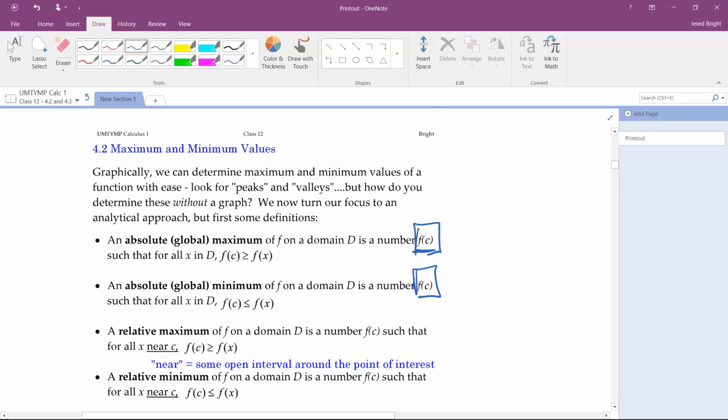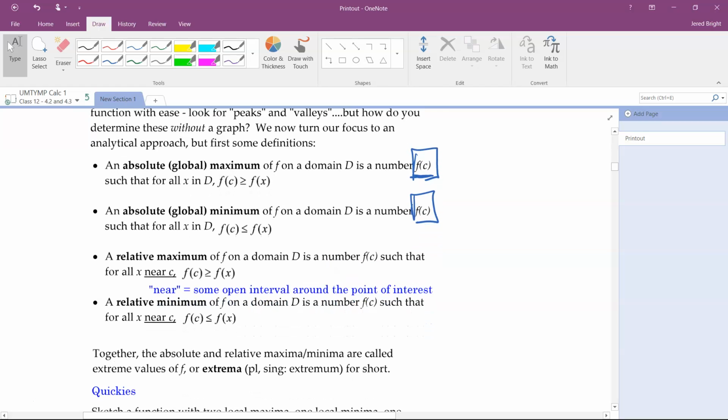Now all graphs, if we're on a closed interval, are going to have an absolute extreme value, but we can also have relative or local maxima and minima too. You might hear me switch between the language of relative maximum and local maximum. All this means is that if we're looking at a small region near x equals c, it's the highest y value in that region. The same thing with a minimum.